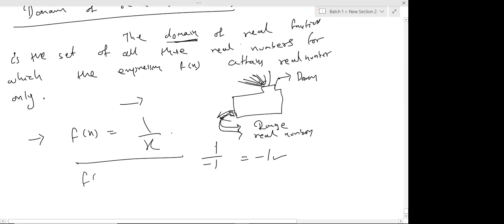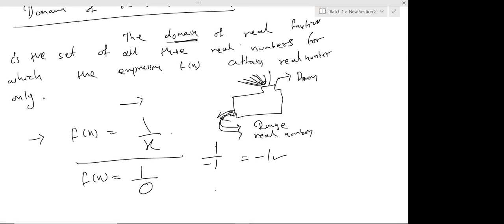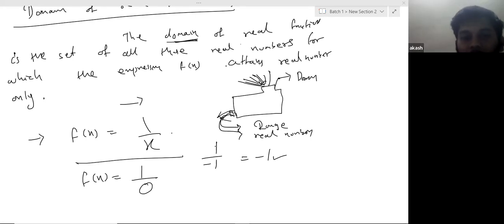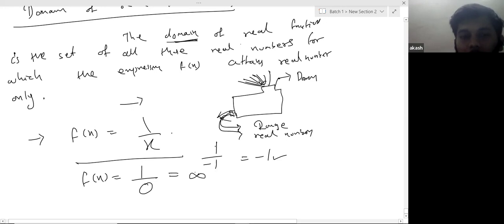See, Gautam, if you put 0 here, do you know the value of 1 upon 0? Sir, 1 upon 0 is not 0. This is not defined. We cannot divide any number by 0. All right. So in the denominator, we never want to put 0. So this domain will be R minus 0. All the real numbers we can put, but we cannot put 0 here. Clear to everyone?